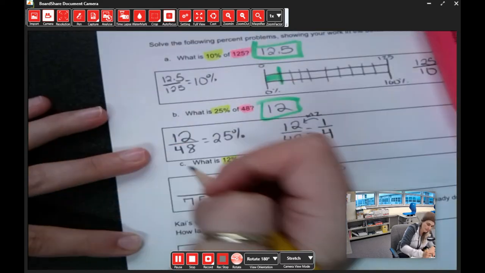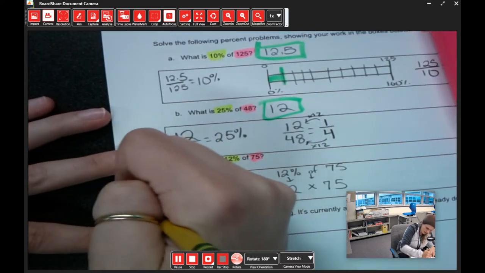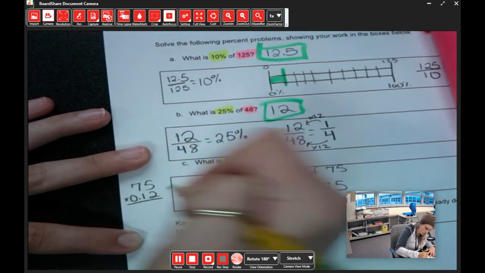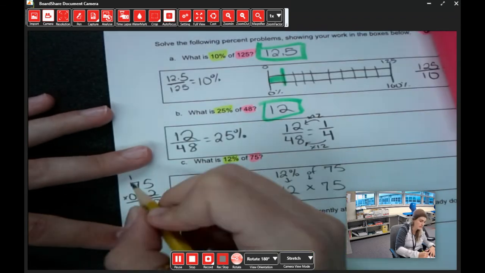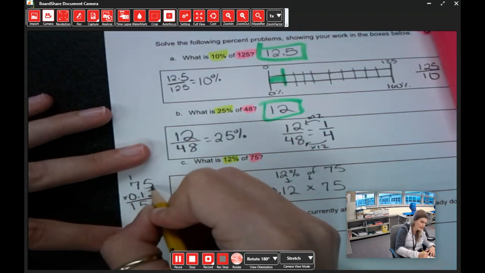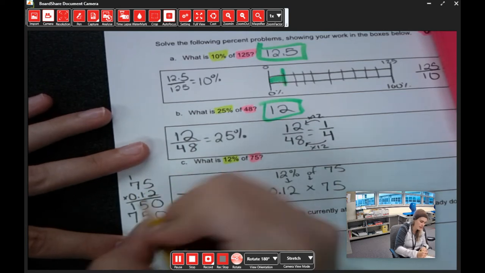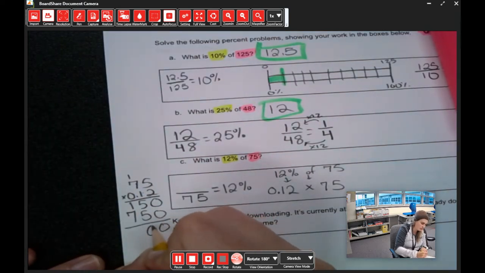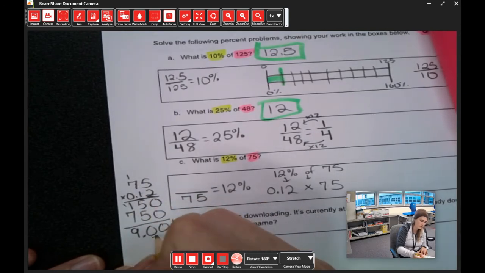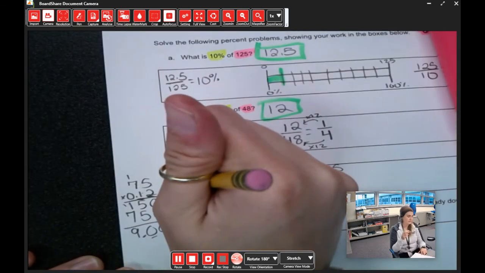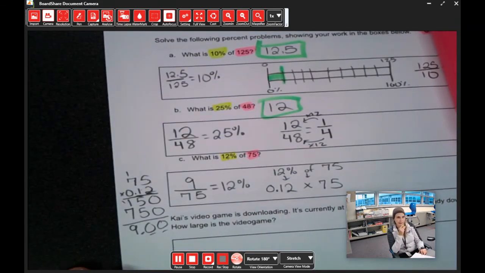So let me do the math. 75 times 12 is 2 times 5 is 10. Regroup the 1. 2 times 7 is 14, plus 1 is 15, put a 0. 1 times 5 is 5, 1 times 7 is 7. Add them up, 0, 10, 9, and then 2 places after the decimal point. I get 9 out of 75. So me getting a whole number tells me there's probably a way I could have done this using equivalent fractions. Just don't know how yet.